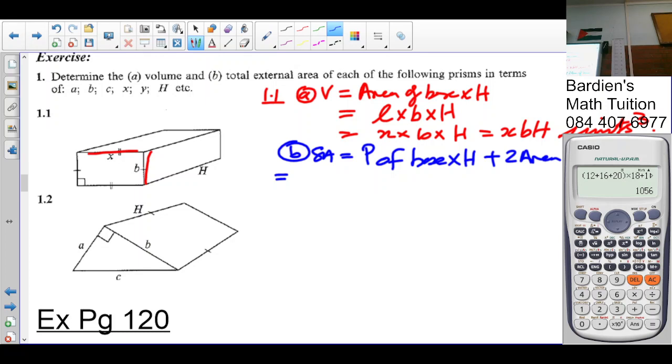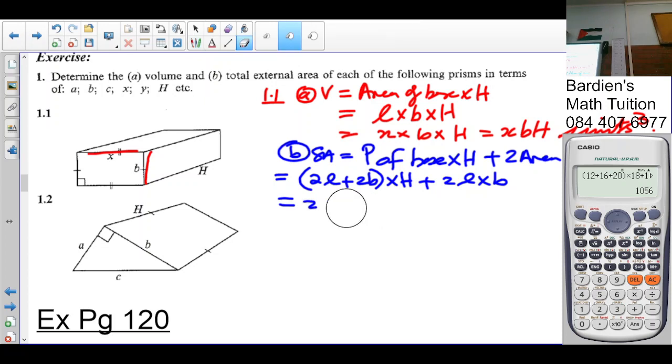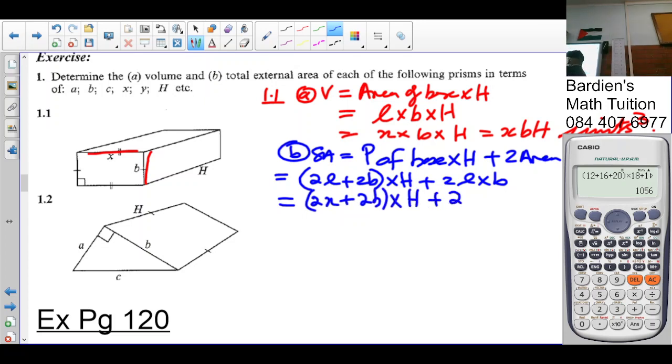So, what type of shape is the base? Rectangular base. How do you calculate the perimeter of a rectangle? 2 length plus 2 breadth times the height plus 2 length times breadth. Area of the rectangle is length times breadth. So we get 2. What's my length? X. 2x plus the breadth 2b times the height plus 2 x b.